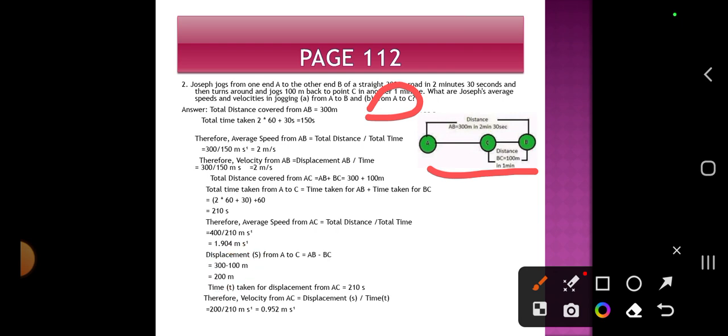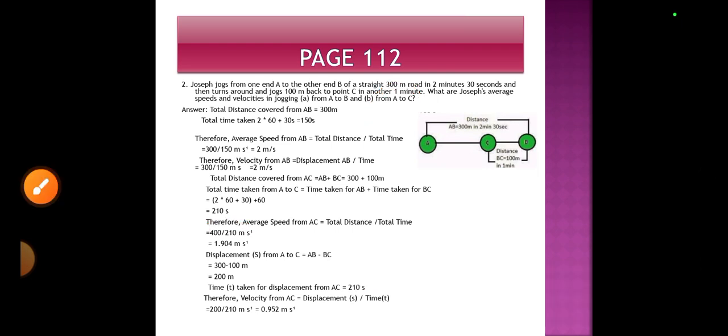So the time taken for the displacement from A to C is 210 seconds. The velocity for this: the displacement is 200 meters and the total time is 210 seconds. So we will get 0.952 meters per second. Okay, so next, let us move on to the next question.